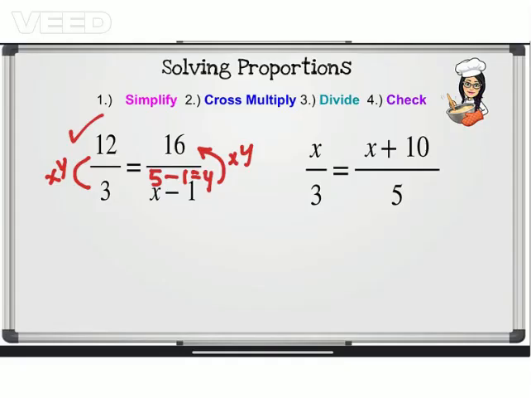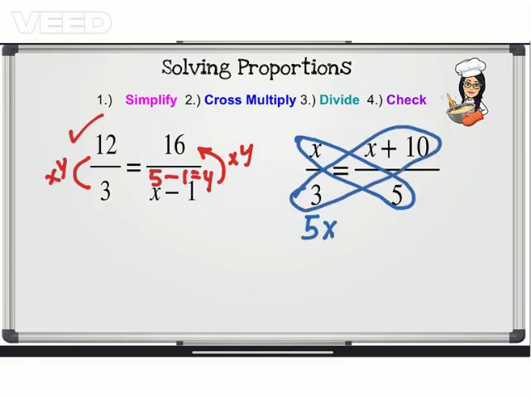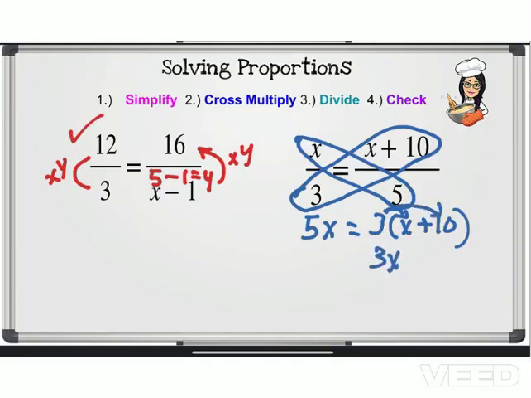Our last problem, again, cross multiply since we can't simplify. 5x. All right. And then we have 3 times x plus 10. Using our distributive property, we're distributing 3 groups of x plus 10. So 3 times x is 3x. And 3 times positive 10 is 30. And I still have 5x over here. So now I have 5x equals 3x plus 30.